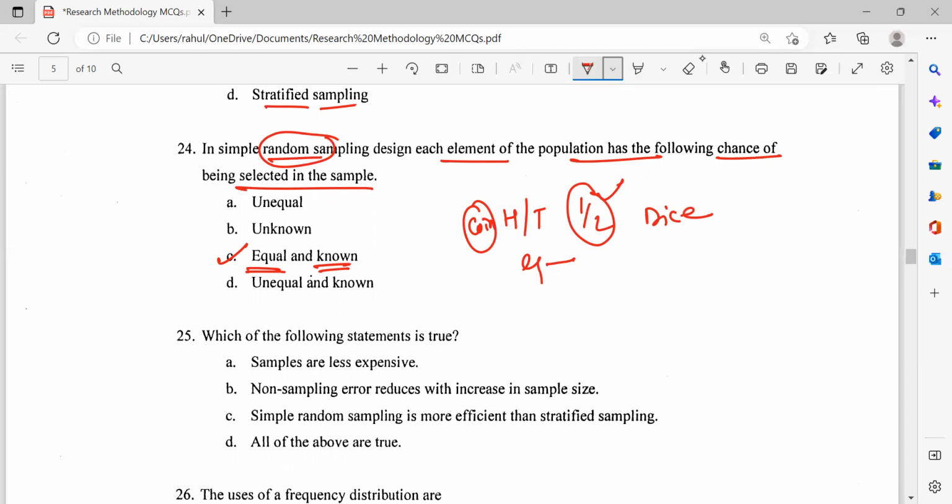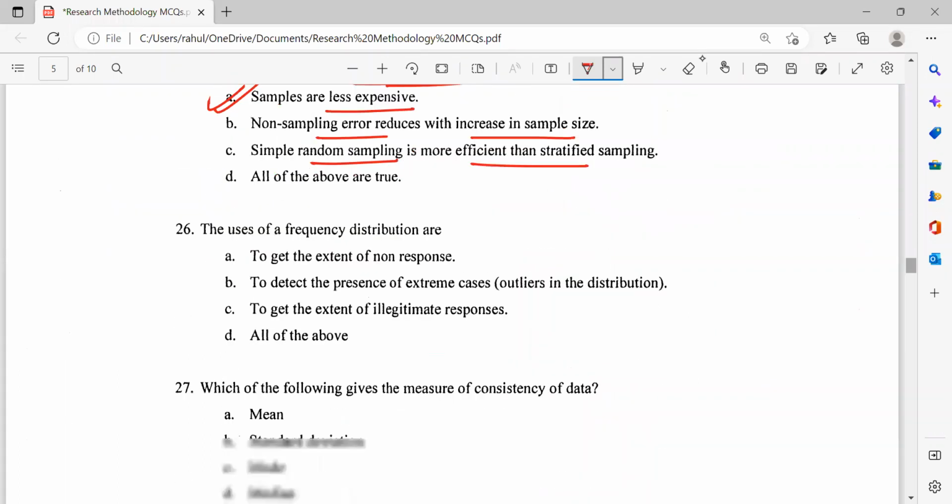Question number 25. Which of the following statements is true? Samples are less expensive. Non-sampling errors reduce with increasing sample size. No, we cannot say that universally. Simple random sampling is more efficient than stratified sampling. Samples are less expensive. It's true, we can fill it, right? Option A is the correct answer.